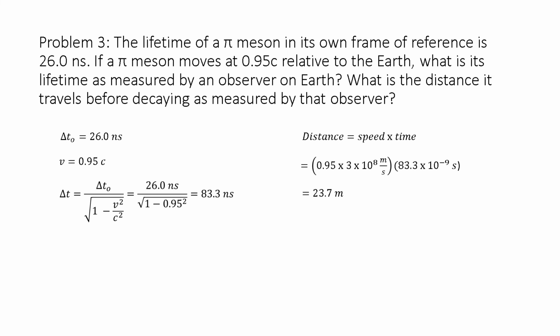We also have to find the distance the pi meson travels before decaying. Distance equals speed into time. Speed is 0.95 c, that is 0.95 into 3 into 10 to the power 8 meter per second. The time taken is 83.3 nanoseconds, that is 83.3 into 10 to the power minus 9 second. We find that the distance is 23.7 meter. So the distance travelled by the pi meson in Earth's frame of reference is 23.7 meter.